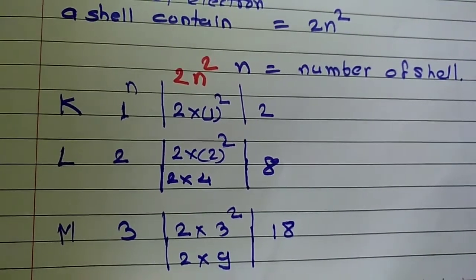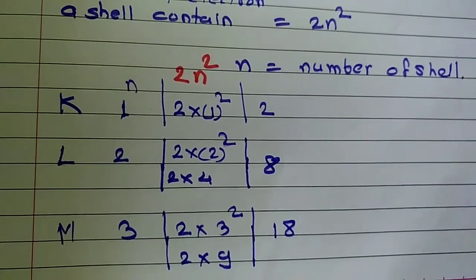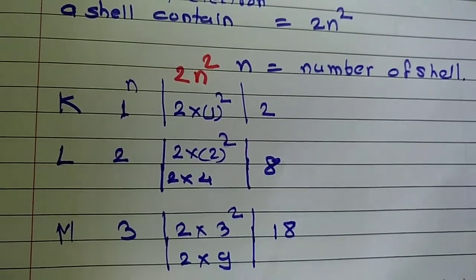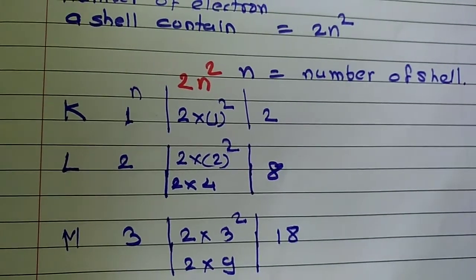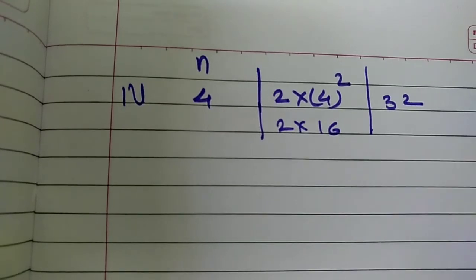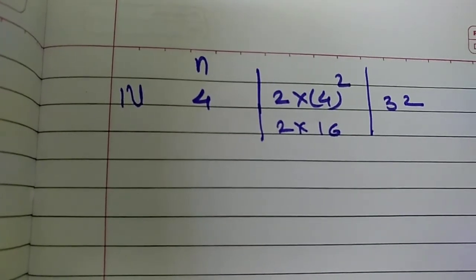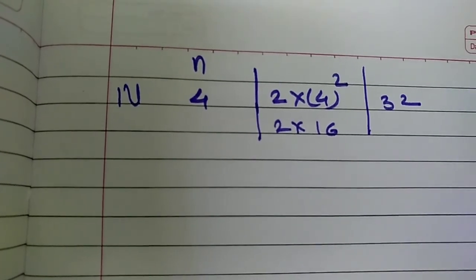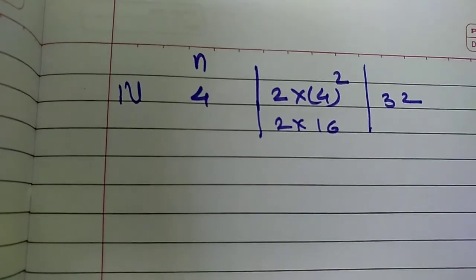Put the values in formula. So 2 into 3 square. That is 2 into 9. So M shell has capacity to accommodate 18 electrons. This is last one, N. Fourth shell. Ordinal number n is equal to 4. So 2 into 4 square. So 2 into 16. So the capacity of N shell is 32 electrons.